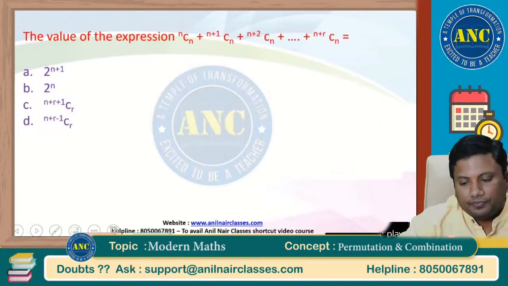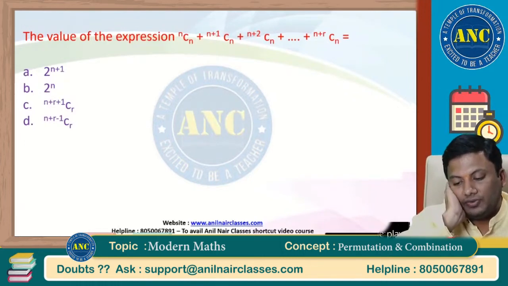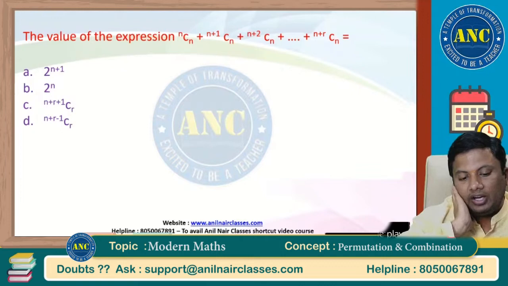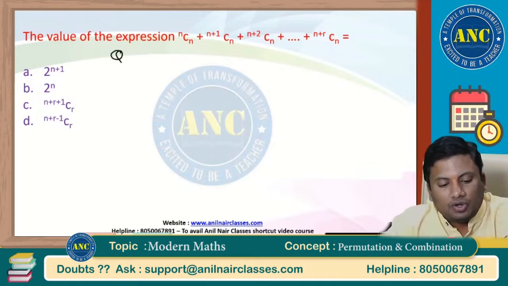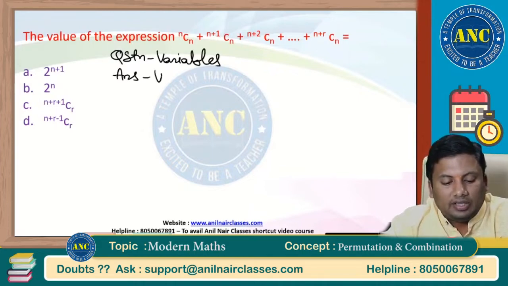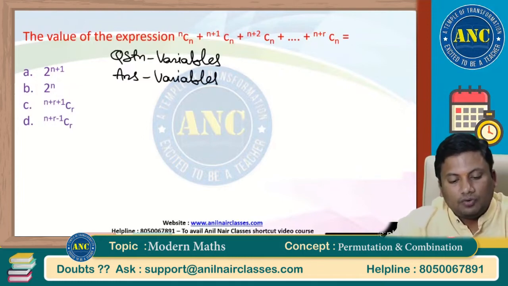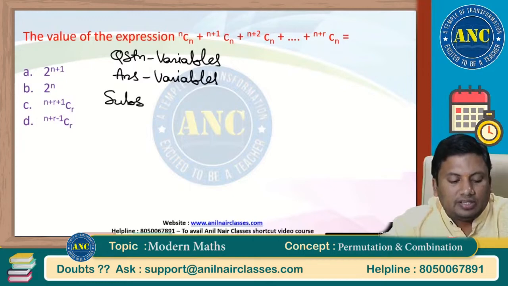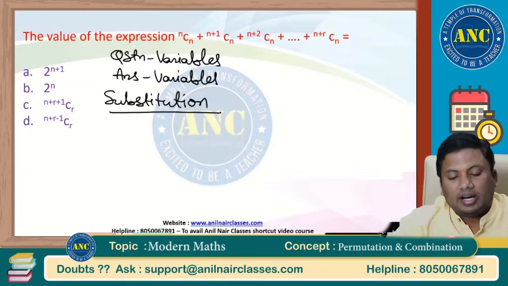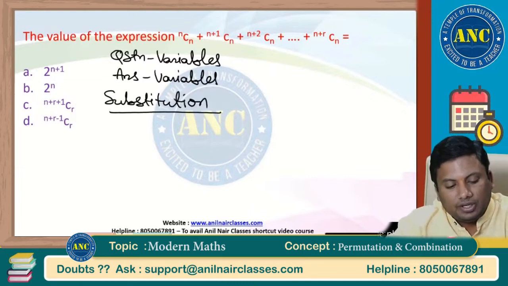Next one. The value of the expression nCn plus n plus 1 Cn, n plus 2 Cn and so on up to n plus r Cn. The question contains variables, and the answer also contains variables. So the best method is the substitution method. If the question contains variables and the answer contains variables, do the substitution method. Let me take n value 3.